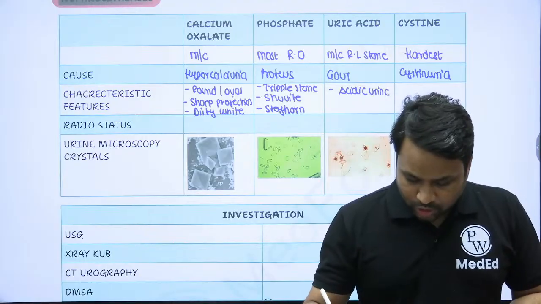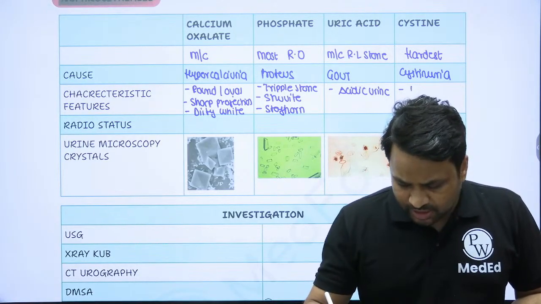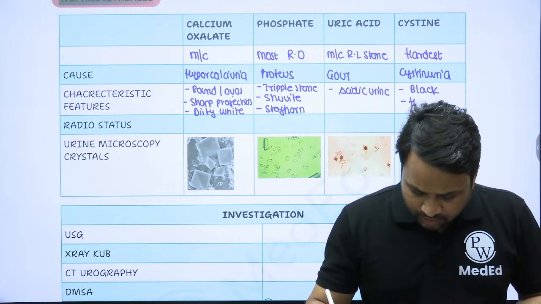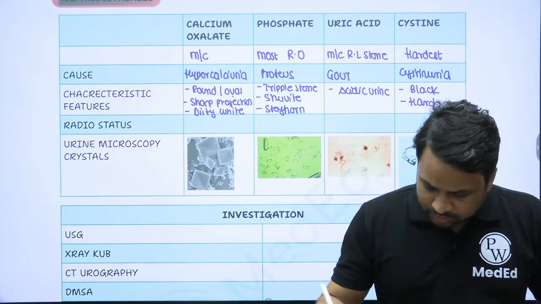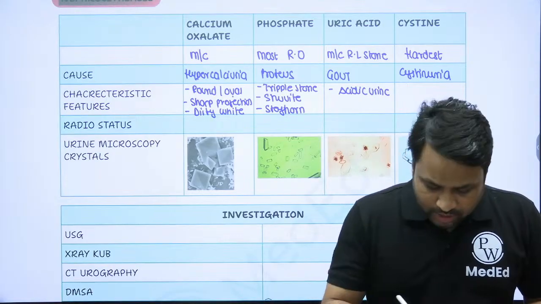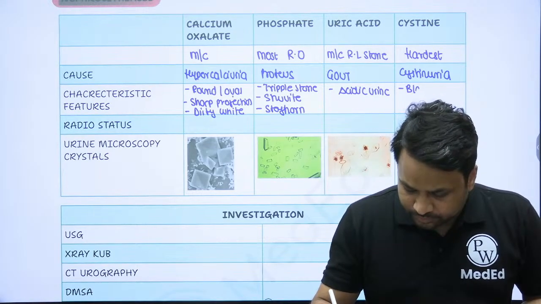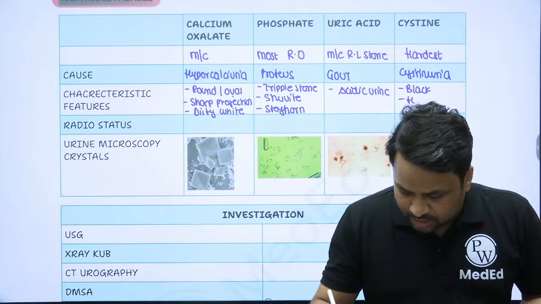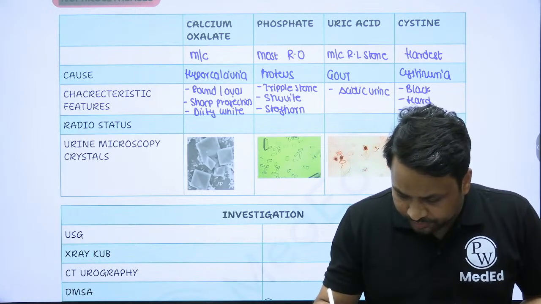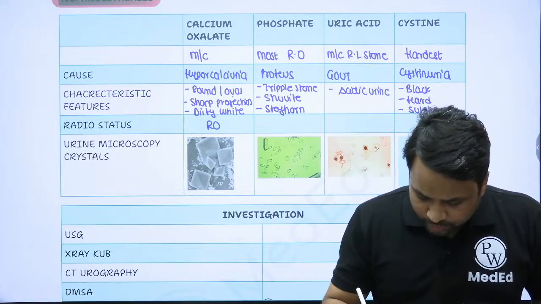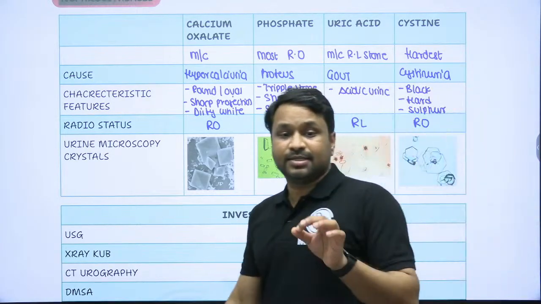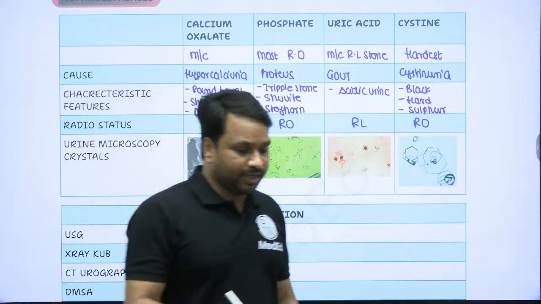Cysteine stones, when you talk about characteristic features, are black in color and hard stones. They also consist of sulfur. Calcium oxalate stones are radio opaque, phosphate is radio opaque, uric acid is radiolucent. Because cysteine consists of sulfur, it is going to be your radio opaque one.